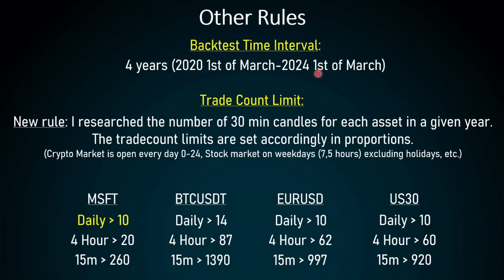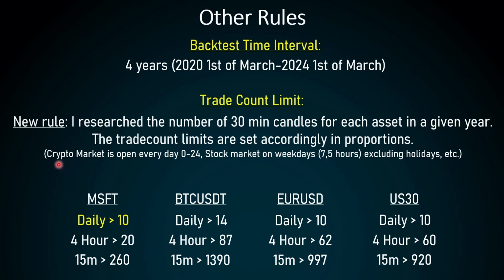And here is the one thing I changed about the backtesting method. The trade count limit is now different. I actually researched the number of 30-minute candles for each asset in a given year, and the trade count limits will be set accordingly in proportions. But why did I do that? Well, the crypto market is open every day, all hours of a day, while the stock market is only open on weekdays and only for 7.5 hours. And it also excludes holidays.